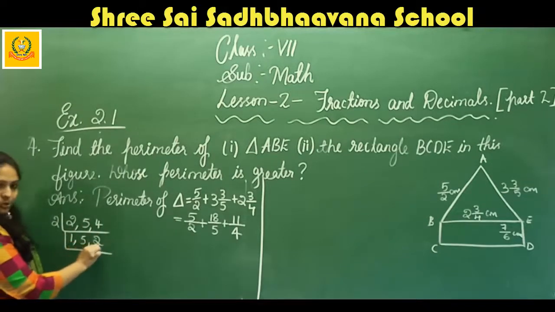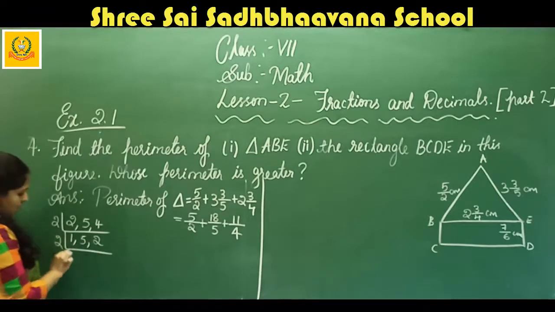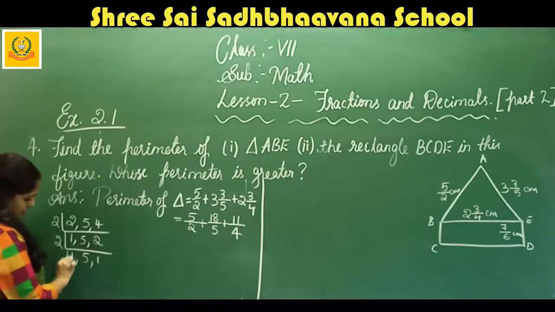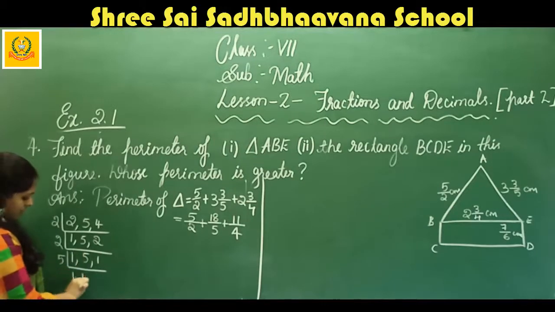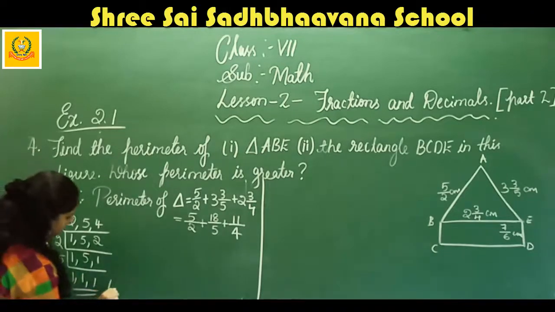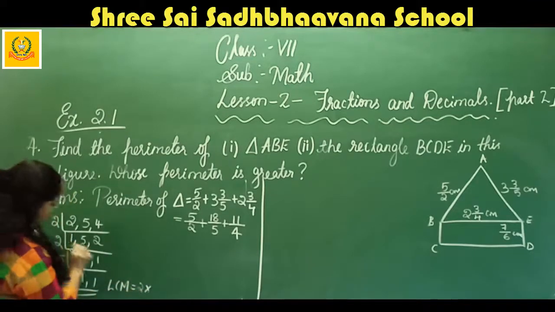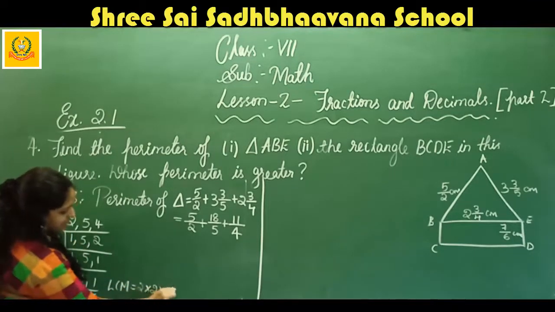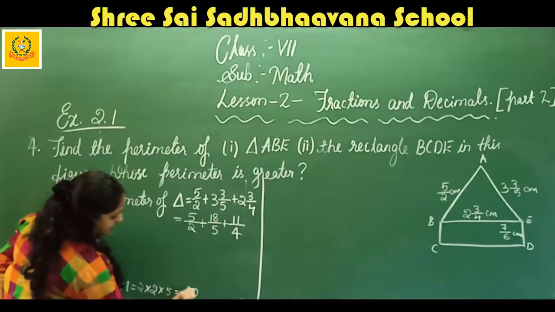Now which number I have to take? Can you see 1, 5, 2 is there. Which number I have to take, children? I'll go with 2 again. So 1 as it is, 5 I cannot divide, so as it is, 2 ones are 2. Now which number is remaining? 5. I'll take 5. 5 ones are 1 and 1 as it is. So what is the LCM now? LCM is equal to 2 into 2 into 5. 2 twos are 4, 4 5s are 20, 20 is the LCM.